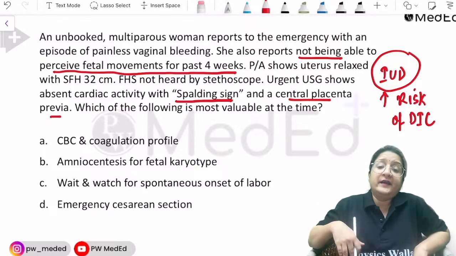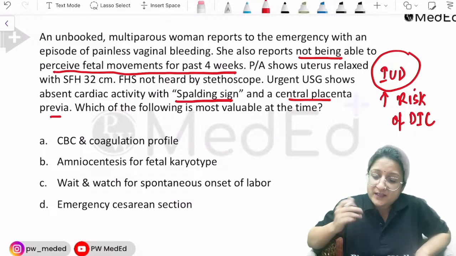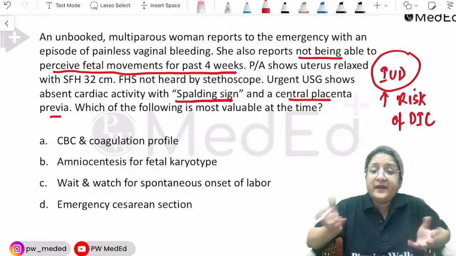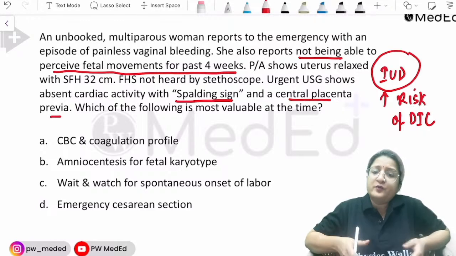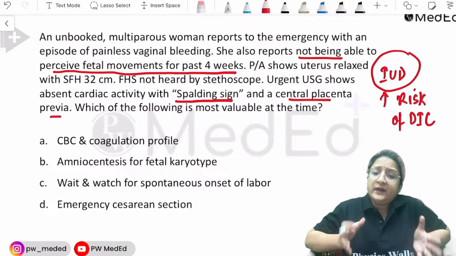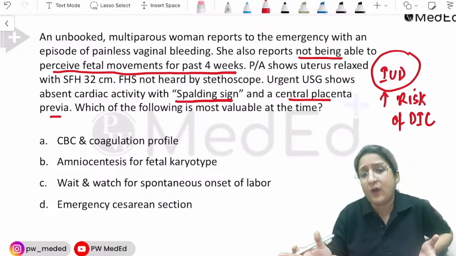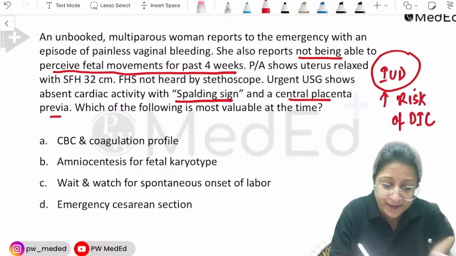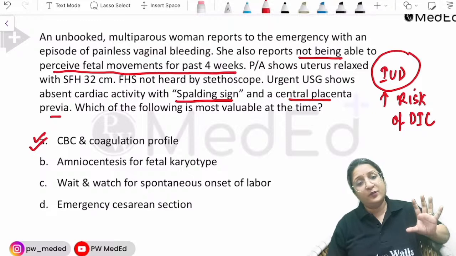What if she is severely anemic also? I need to keep blood arranged also. This is a central placenta previa case. I'll do a cesarean section. She'll bleed too much. She may need blood transfusion during surgery. I need a CBC. I need a coagulation profile. I need to send for the routine investigations, blood grouping and cross matching and all that. All that is required. So at this point in time, most valuable becomes CBC and coagulation profile.